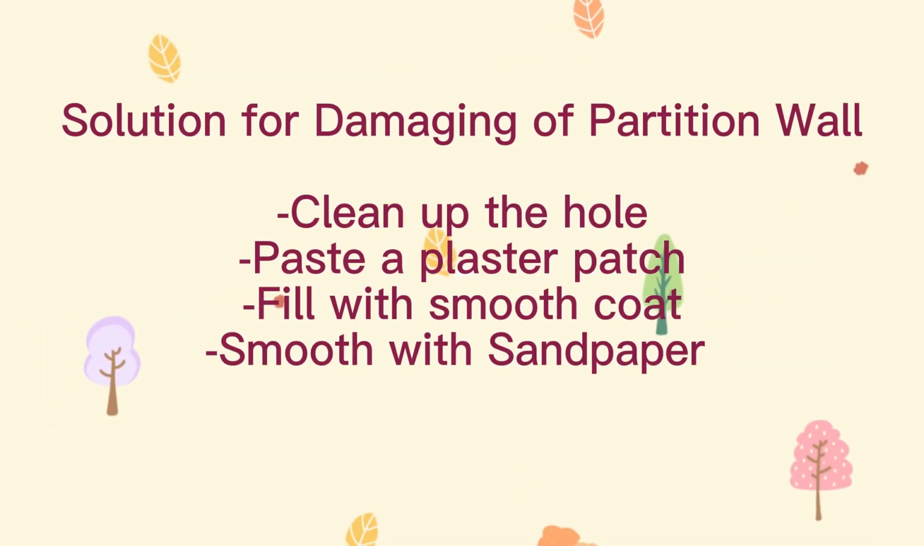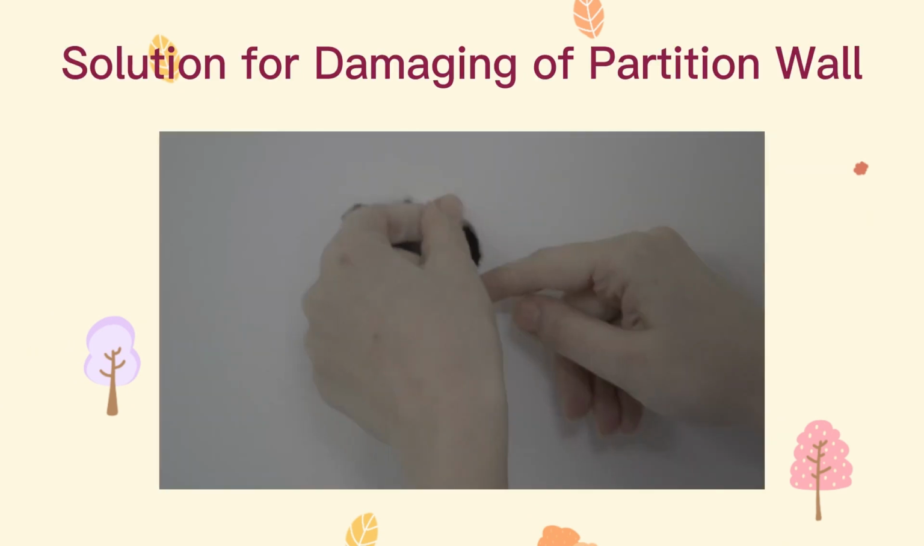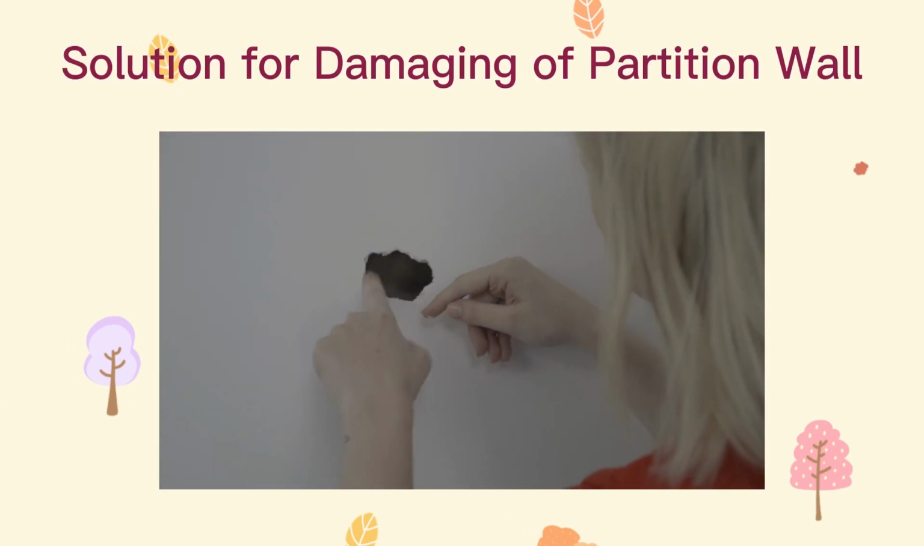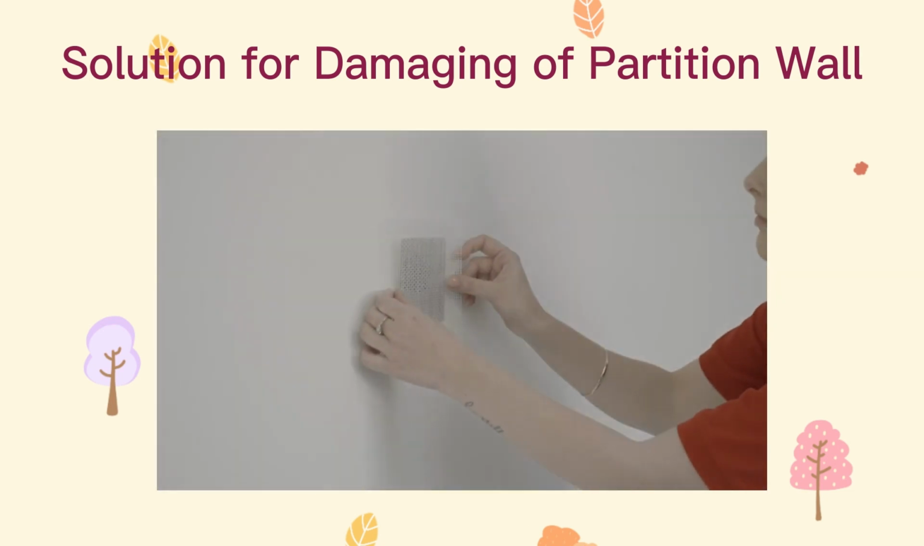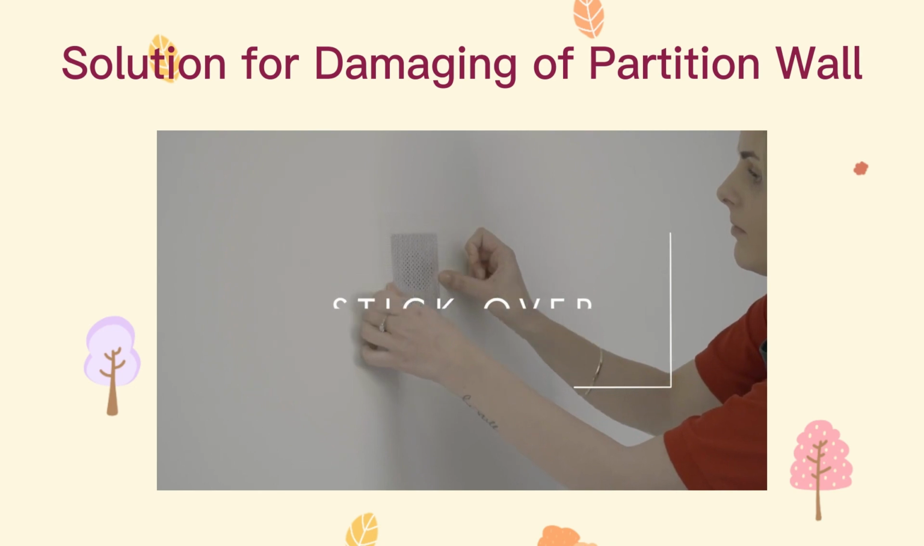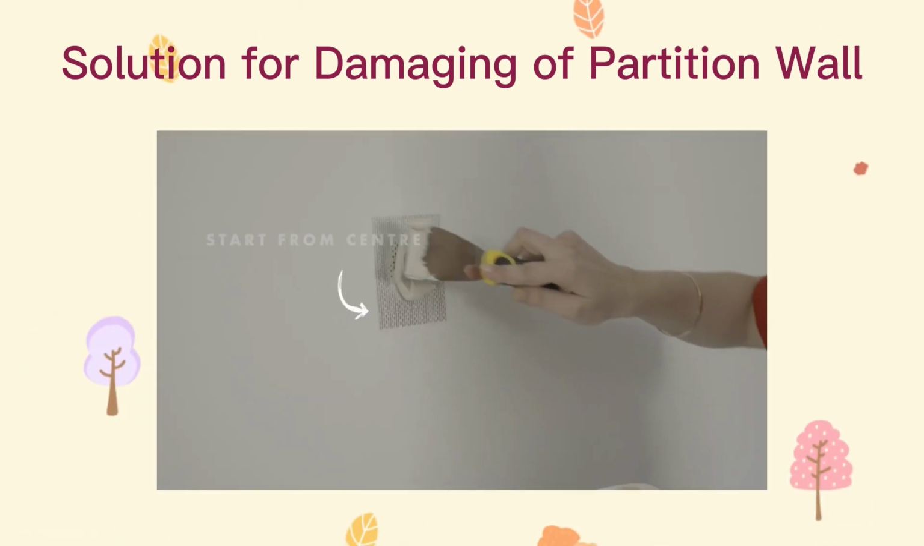Solution for damage of the partition wall. The first step is to clean up the hole and remove excess plaster around the hole. Next, place a plaster patch over the hole. Now, we will fill the plaster patch with a smooth coat.